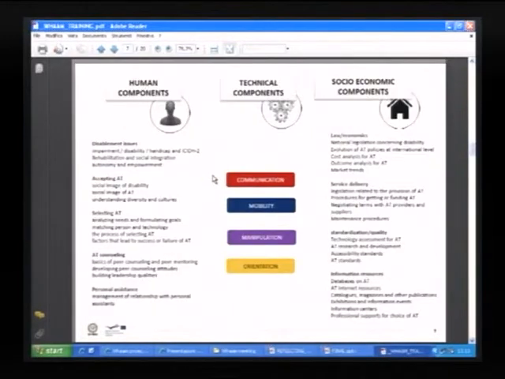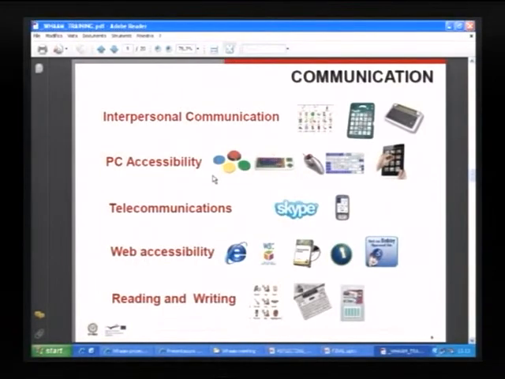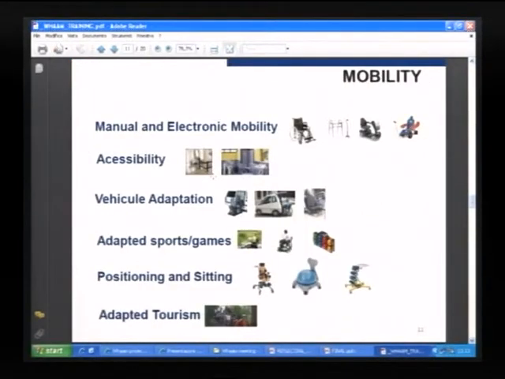I just want to show you that in terms of technical components, we work with communication, mobility, manipulation, and orientation devices. That means that we work with interpersonal communications for alternative communication, PC accessibility, telecommunications, web accessibility, reading and writing strategies. This is very important also for learning difficulties. Of course, we also have other values in mobility.